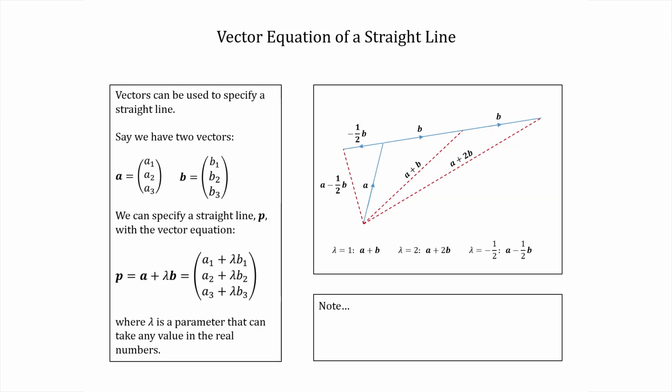Note that using this method, we have specifically defined the line that passes through the endpoint of a. That's this point here, (a1, a2, a3). And p is parallel to b.